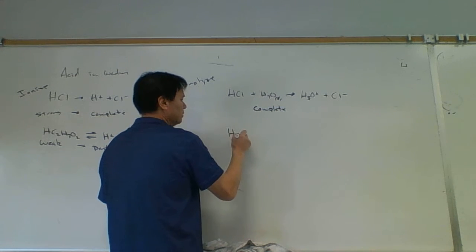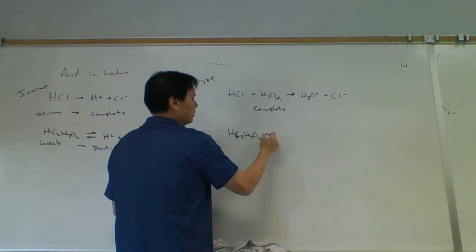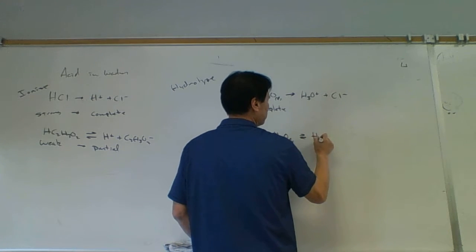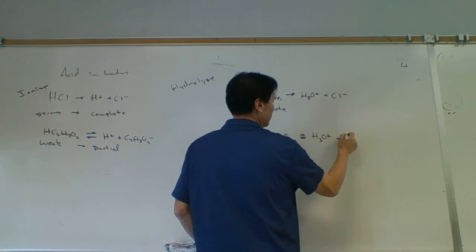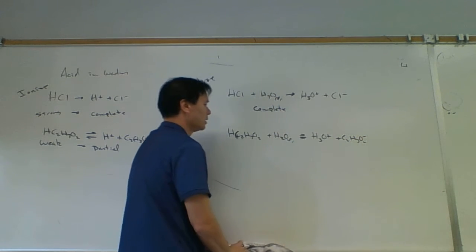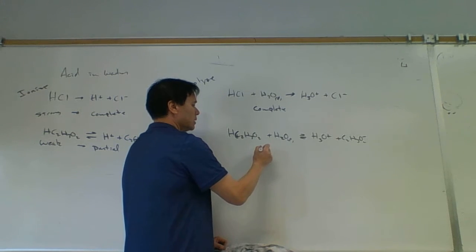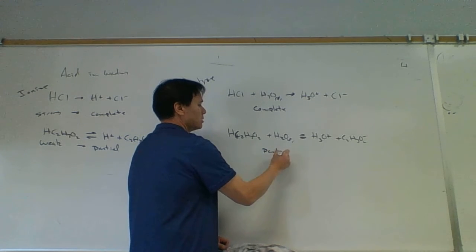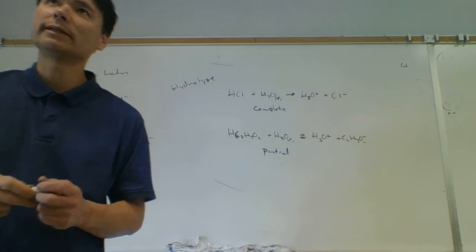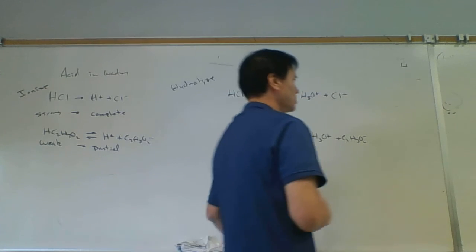For a weak acid, we have partial. So HC2H3O2 is partially going to hydrolyze water to form hydronium a little bit and acetate a little bit. It's about 99.9% this, 0.1% that. And so this is incomplete or partial hydrolysis. And that's how we define strong acids as completely ionized or completely hydrolyzed, weak acids as partially ionized or partially hydrolyzed.